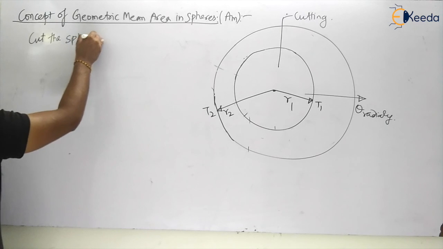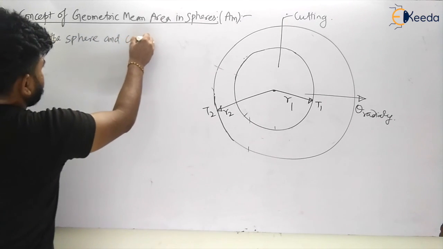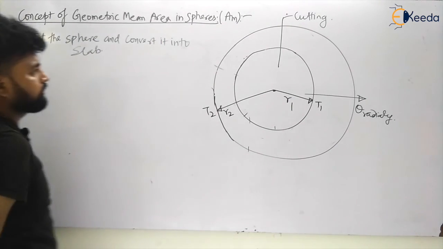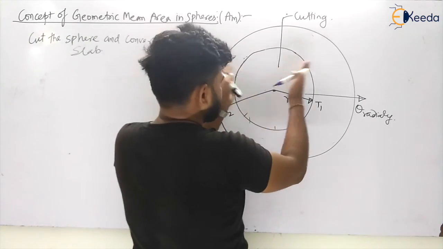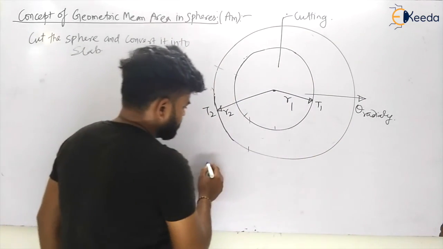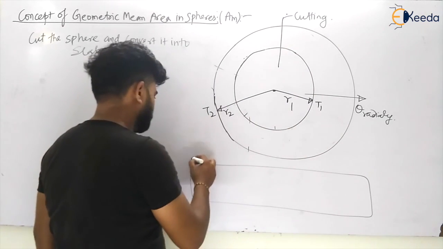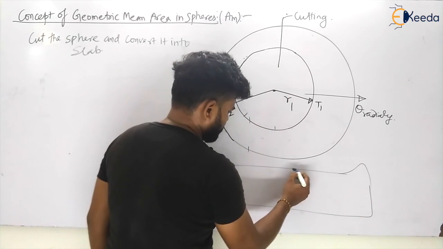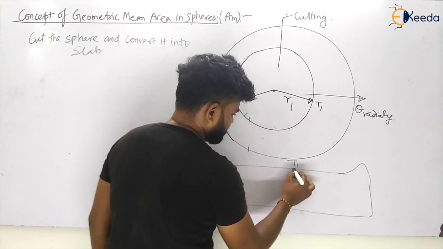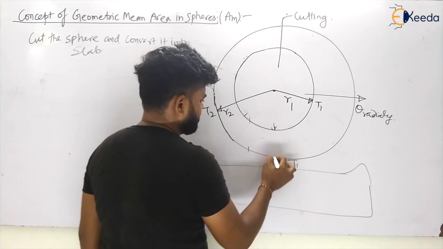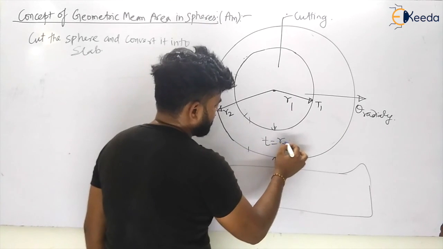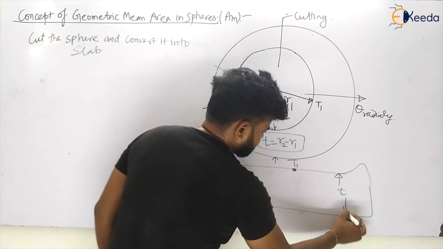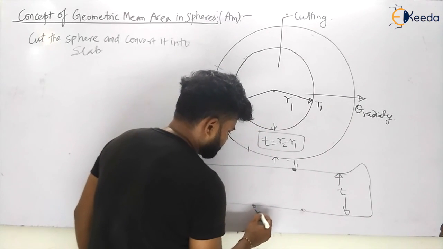So I cut the sphere and convert it into a plane slab, my dear students. When I cut this, it will become something like this. This will be your temperature T1 and this will be your radius. What will be the thickness here? So thickness T will be given by R2 minus R1, my dear students. This is your R2.